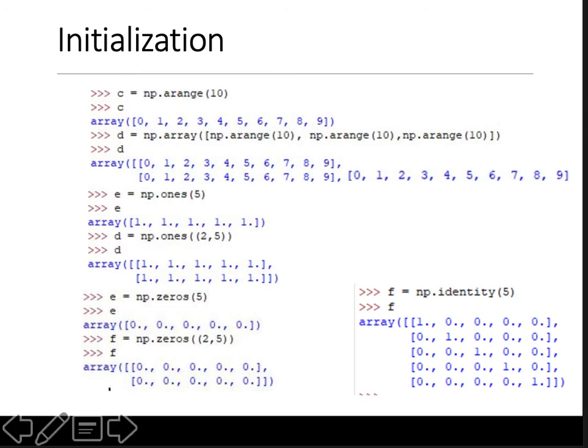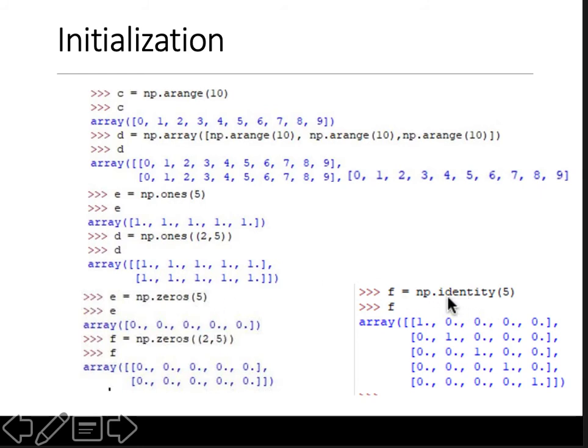Then you can create an array of 5 ones by just giving this command. 5 zeros, just give this command. Similarly, you can create 2 rows of 5 ones, 2 rows of 5 zeros. So these commands show you how you can create or initialize arrays. Why show you this? Because in scientific computation, sometimes you need to generate this type of data.